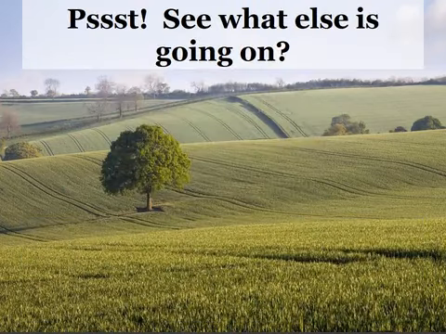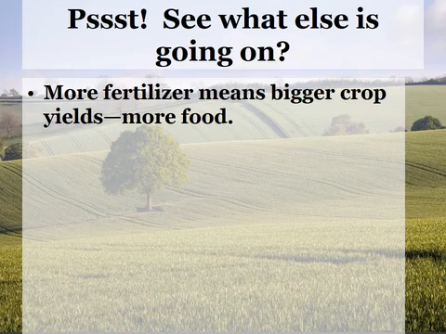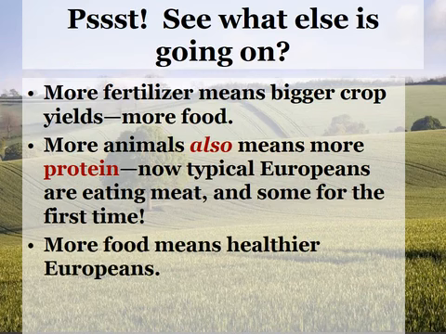Psst. You see what else is going on? More fertilizer, or to use the technical term, poop, means bigger crop yields, more vegetables and cereals. Also, the fact that we're breeding more animals, and bigger ones, brings the price of animal protein down. It's more available to the general population of Europe, except, of course, for the Irish. More and better food means healthier Europeans.